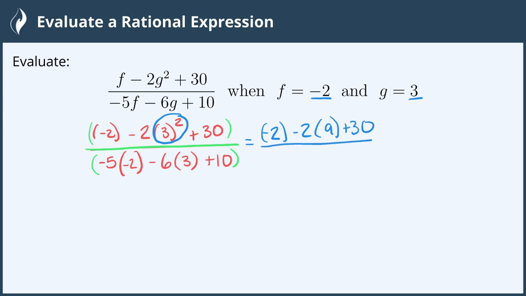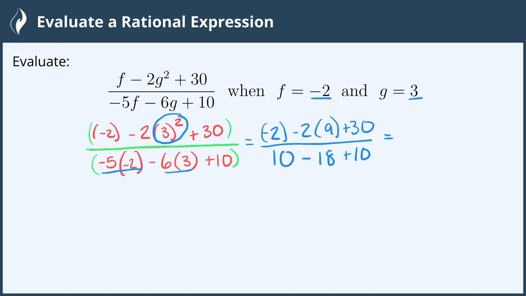And this is over, in the denominator, I don't have any exponents, but we could go ahead and do some multiplication first. Negative 5 times negative 2 is positive 10. And 6 times 3 is 18, so minus 18 plus 10.